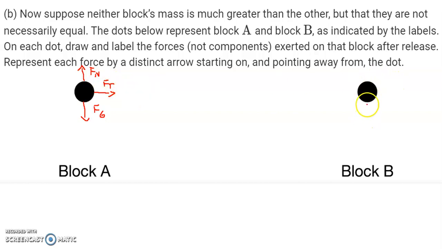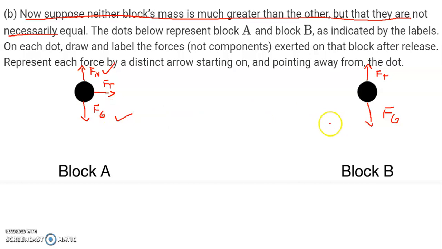What about block B? Block B has mass as well, so it's got a downward force of gravity. Now, them saying this is just to tell us not to care much about the magnitude, because if I draw this force of tension longer than the force of gravity, we'd actually be accelerating upward. If I were to draw it shorter than the force of gravity, it would actually be going downward. So this is how you get your 3 points. They gave you a point for drawing the normal force, for drawing force of gravity, and for drawing the force of tension.